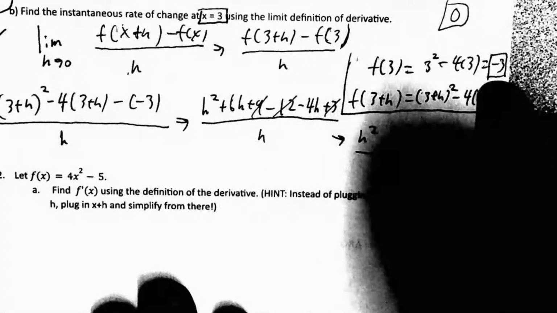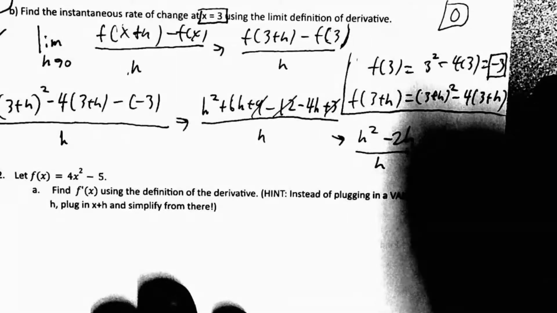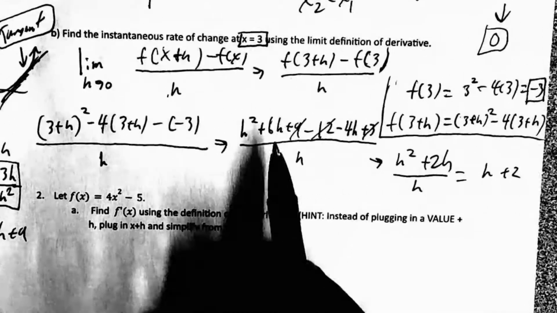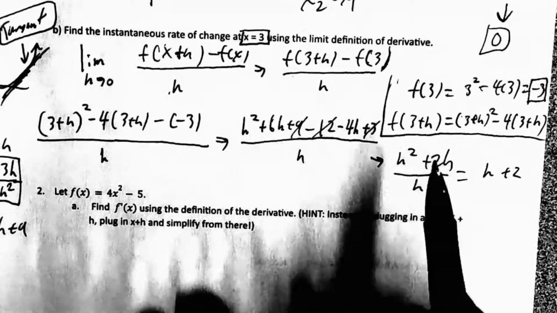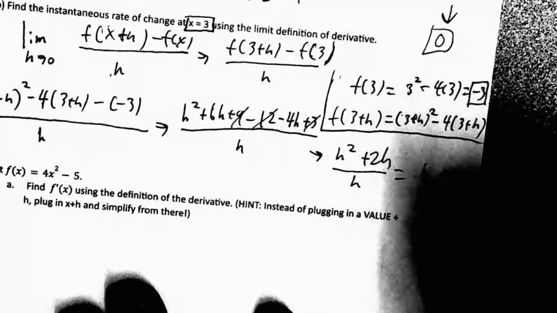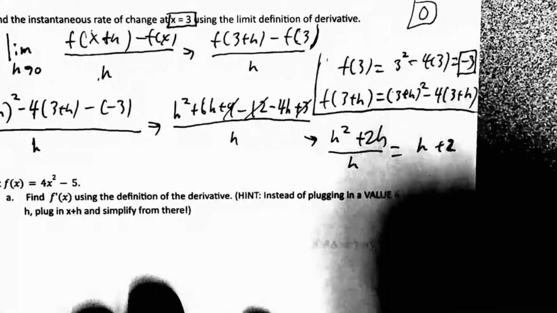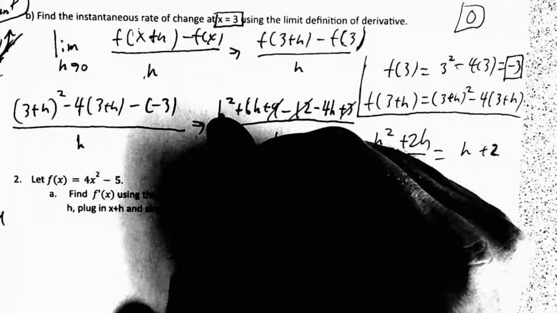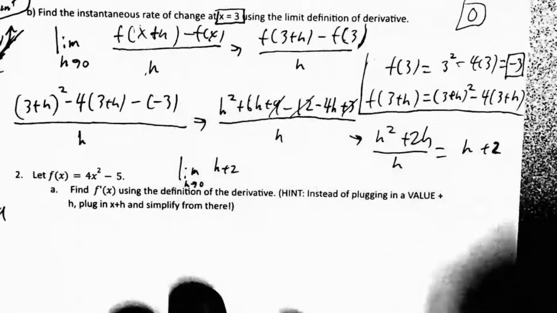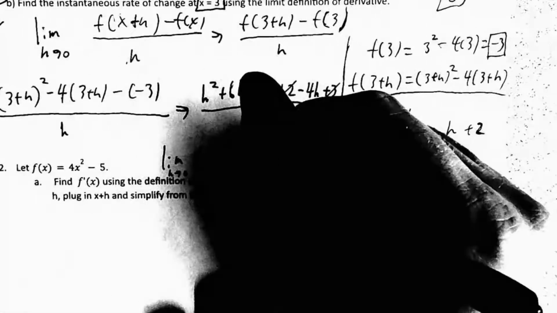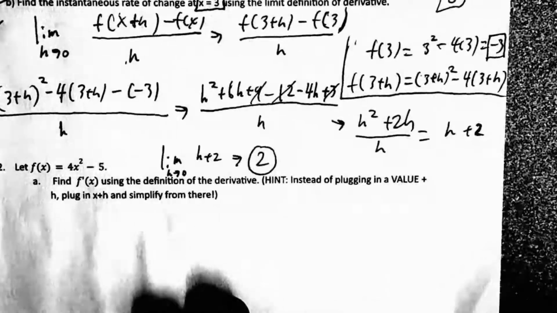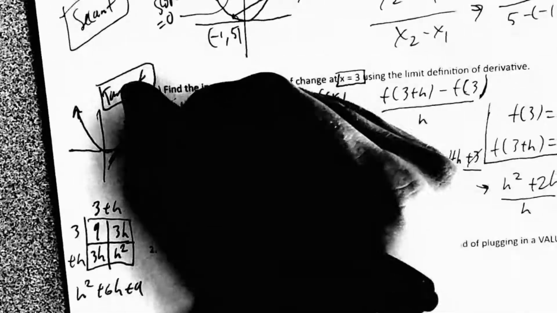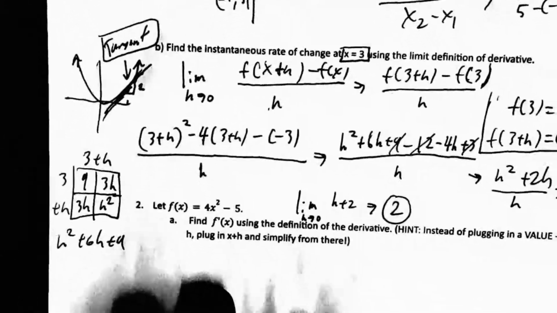Divide both by h, and I get h plus 2. My bad, this is 6 minus 4 is plus 2 here. So h plus 2 is what I end up with. And remember, I'll rewrite it here. The limit as h approaches 0 of h plus 2, all I'm going to do is plug in a 0 for h, and I'll get 2. So the slope, the instantaneous rate of change of this line right here is essentially 2 over 1. It goes up 2 over 1.